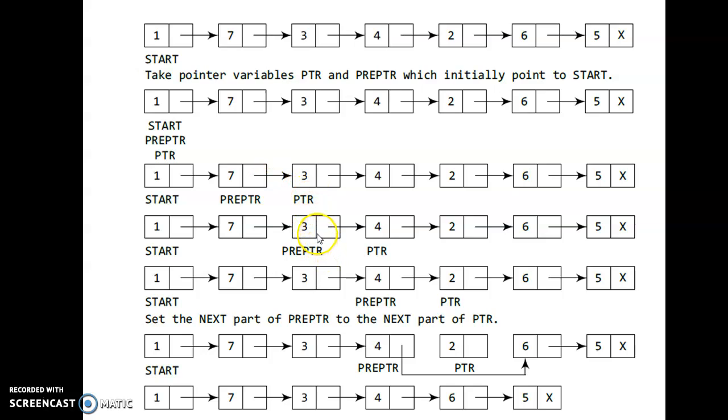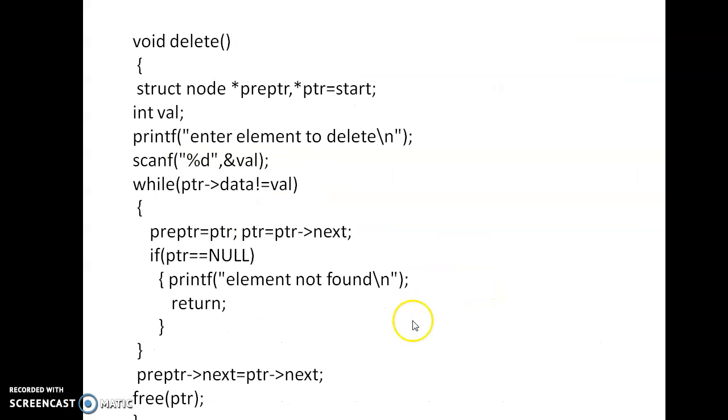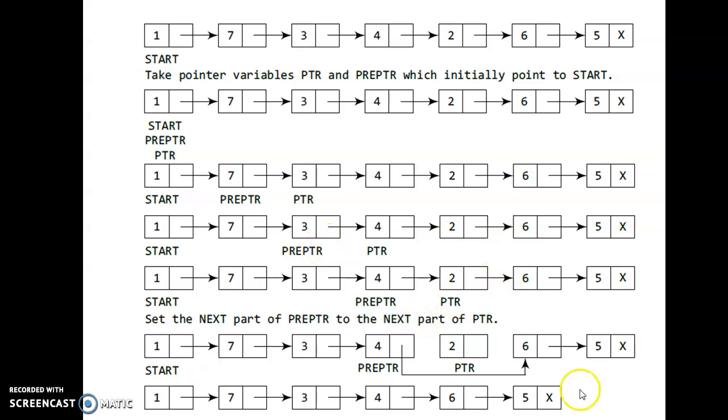Now pre-PTR is pointing to the 3 and PTR is pointing to the 4. Is PTR of data equivalent to 2? No, it is not equivalent to 2. So that's why the pre-PTR is coming to this particular 4 and PTR is going to this particular 2. Now is PTR of data equivalent to 2? Yes. Whatever the node I want to delete, I have searched that particular node and I have found it. Now this will become the PTR, this is the PTR of next, and this is the pre-PTR.